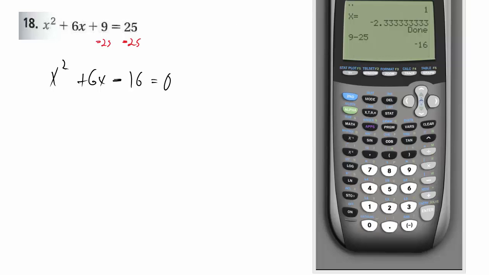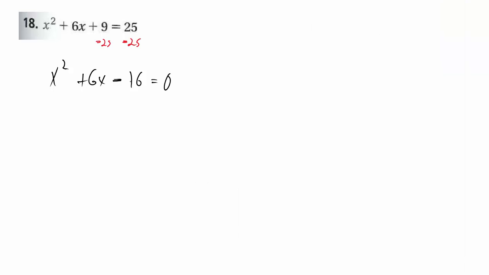Okay, for number 18, before we even try to factor it, before we even attempt that, you might think, oh hey, x and x, 3 and 3, yay, let's go work it out. No, not yet, because we've got to get a 0 on one side here. So we get x squared plus 6x, and then you've got to move the 25 over, which gives you negative 16, and that equals 0. And just to check my math, yeah, 9 minus 25 for sure is -16.